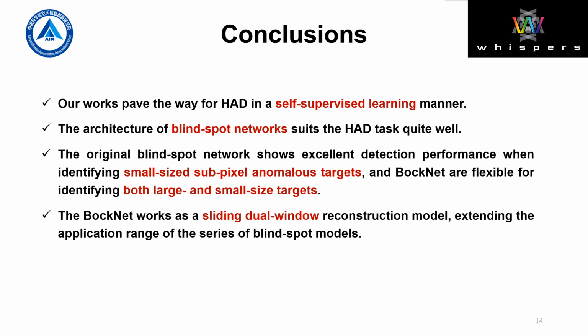Next, we come to the fourth part, conclusions. Our work paves the way for hyperspectral anomaly detection in a self-supervised learning manner. The architecture of blind spot networks suits the hyperspectral anomaly detection task quite well. The original blind spot network shows excellent detection performance when identifying small-sized subpixel anomalous targets, and BockNet is flexible for identifying both large and small-sized targets.